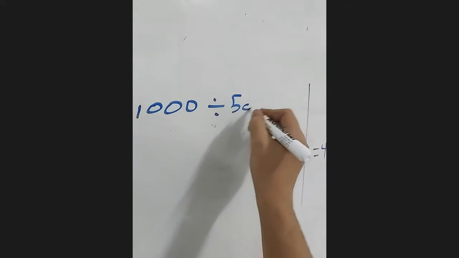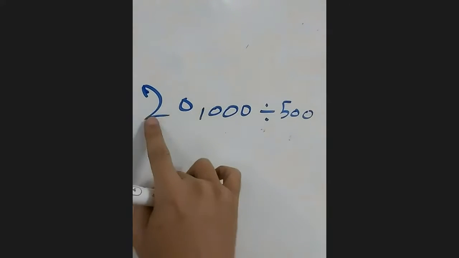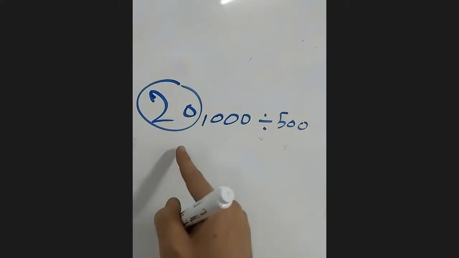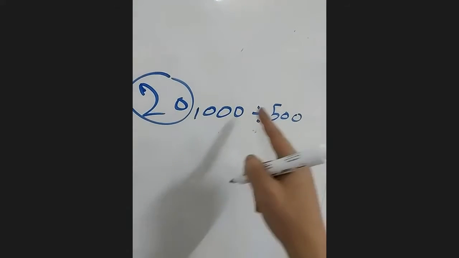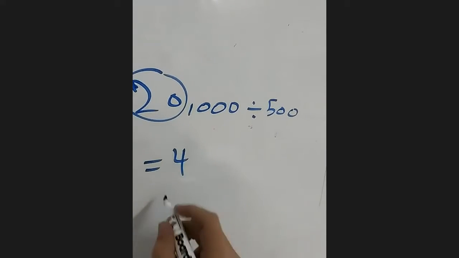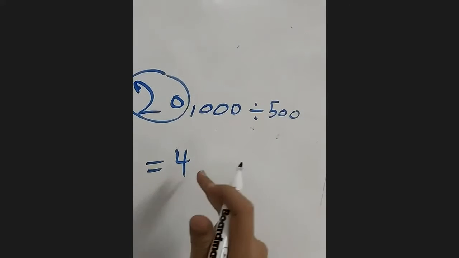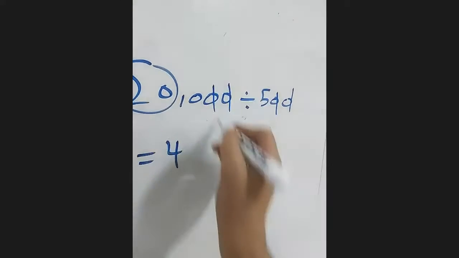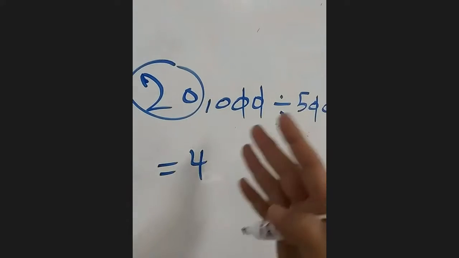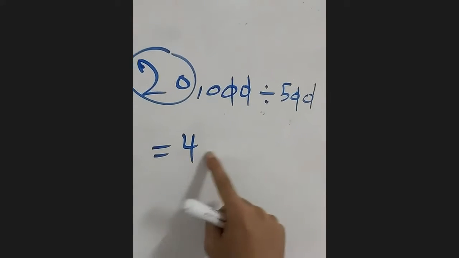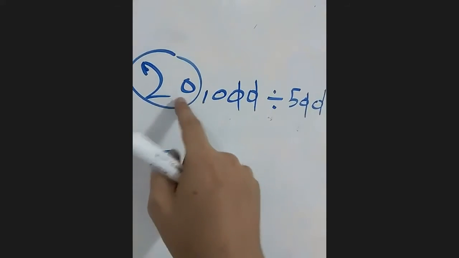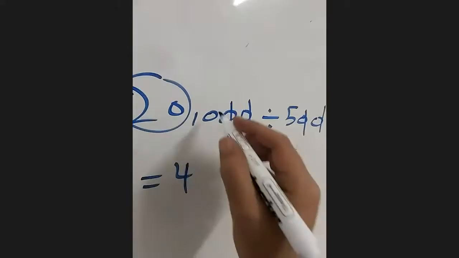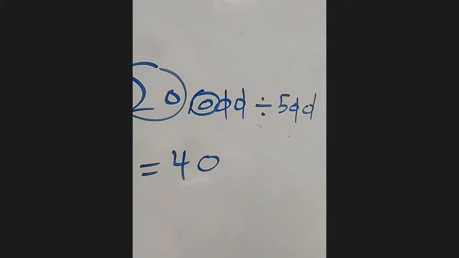Like 20,000 divided by 500, for example. Here, the 2 cannot divide by the 5, so we take the 0 with the 2. It will be 20 divided by 5, which is 4, because 4 times 5 is 20. Then here we have two zeros, and we can cross them with the two zeros. If there are still any uncrossed zeros, we put them beside the answer. This 0 is already taken with the 2, so we won't take it again. Still one zero uncrossed, so the answer is 40.